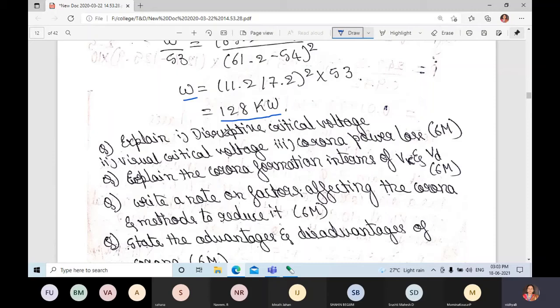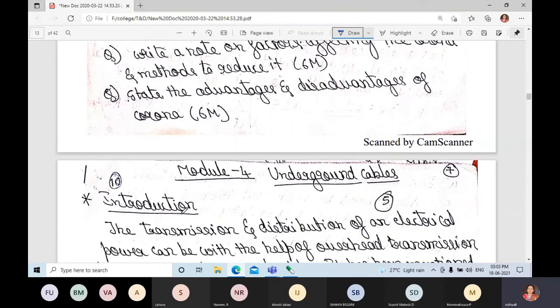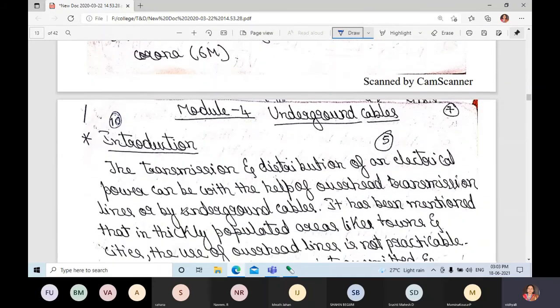Explain disruptive critical voltage, visual critical voltage, corona power loss, and explain the corona formation in terms of Vc and Vd. Write a note on factors affecting the corona and methods to reduce it, and next state the advantages and disadvantages of corona.